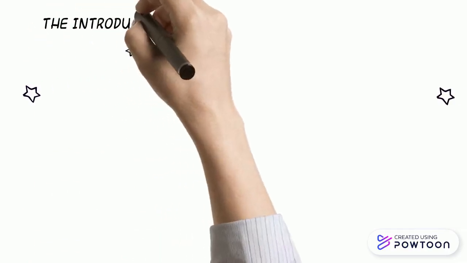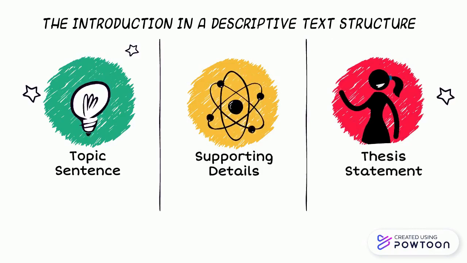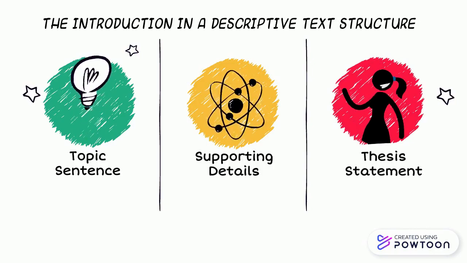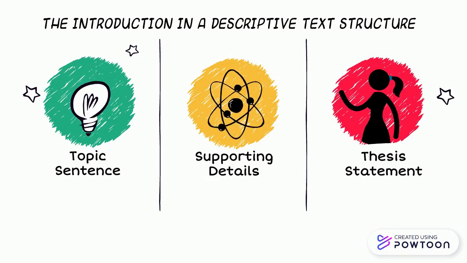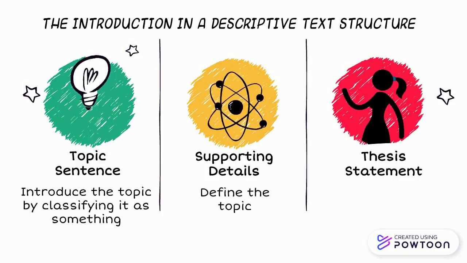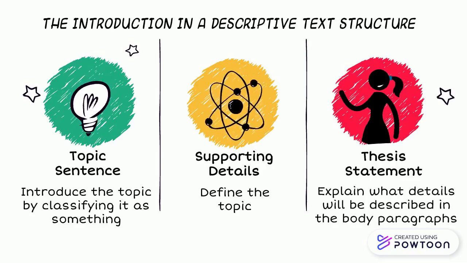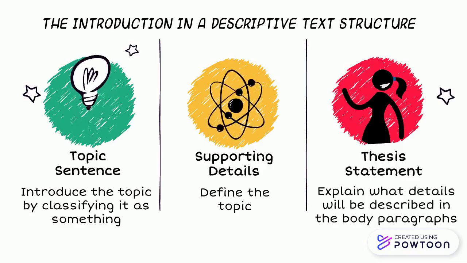Now that we agree on these words, let's talk about the introduction in a descriptive text structure. As in any other informative essay, the introduction has a topic sentence, supporting details, and a thesis statement. Remember, it's the words we choose and how we put them together that will tell our readers our writing is describing something. So for the topic sentence, we can introduce the topic by classifying it as something. The supporting details can work to define the topic, and finally, the thesis statement can explain what details will be described in the body paragraphs.